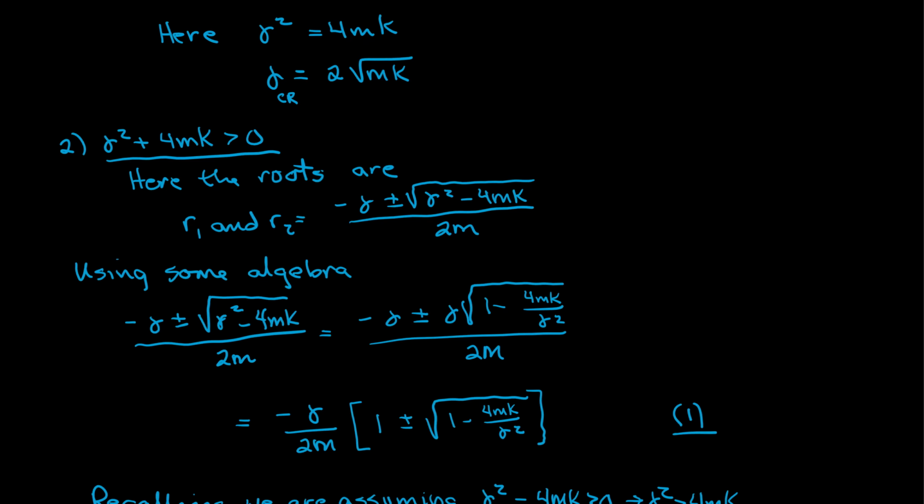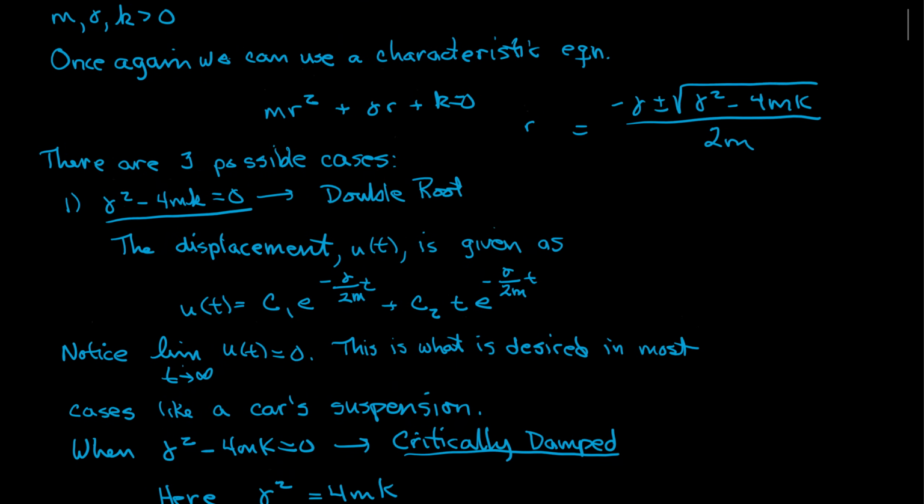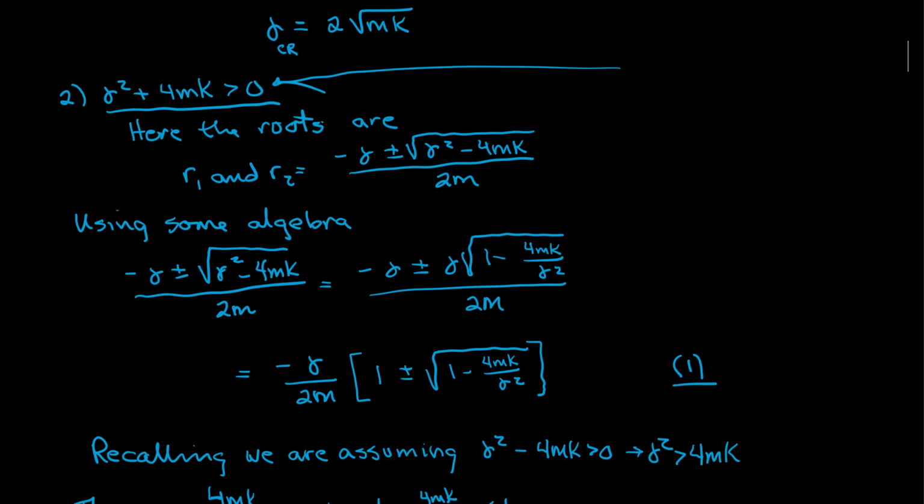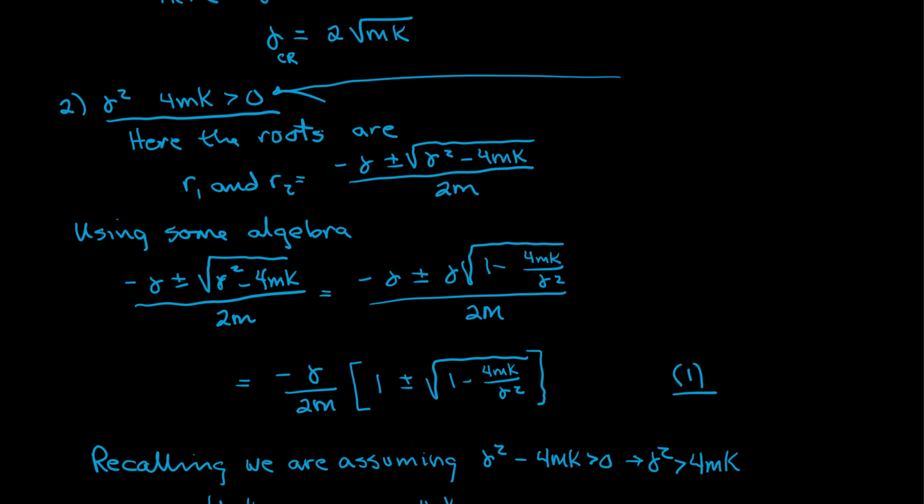A second scenario that can play out is that the discriminant is positive. This means that gamma squared minus the 4mk is greater than 0. This will give us two roots.